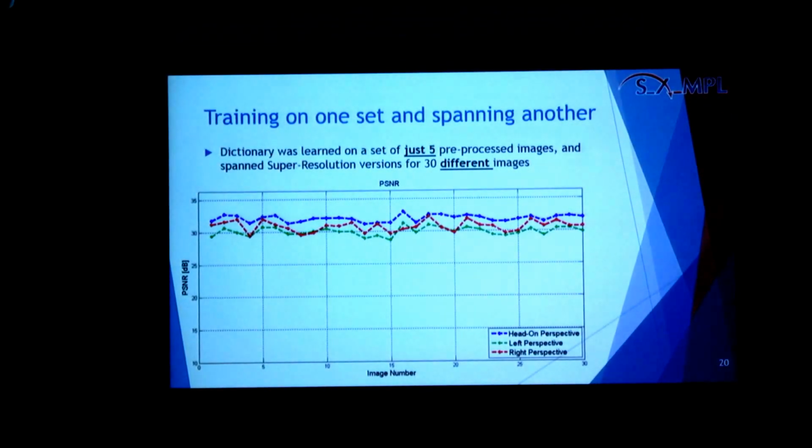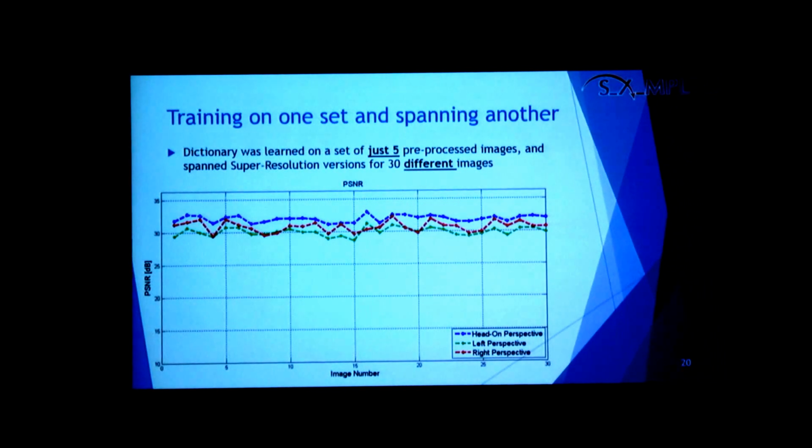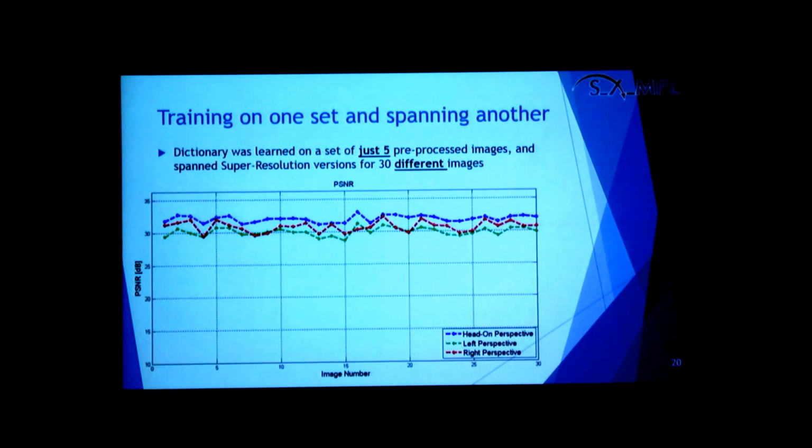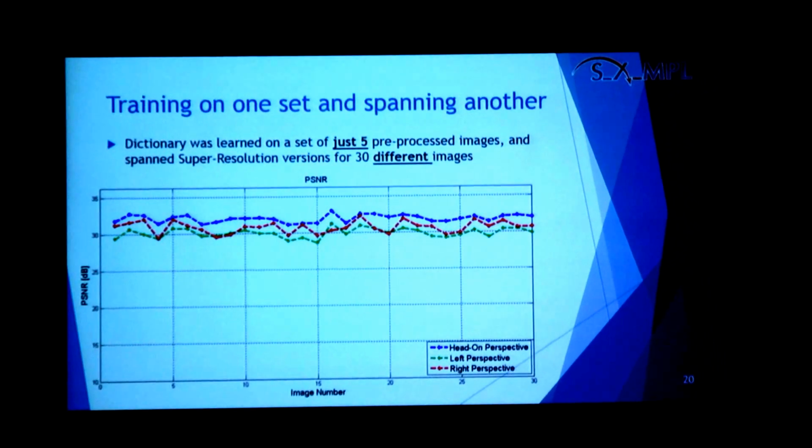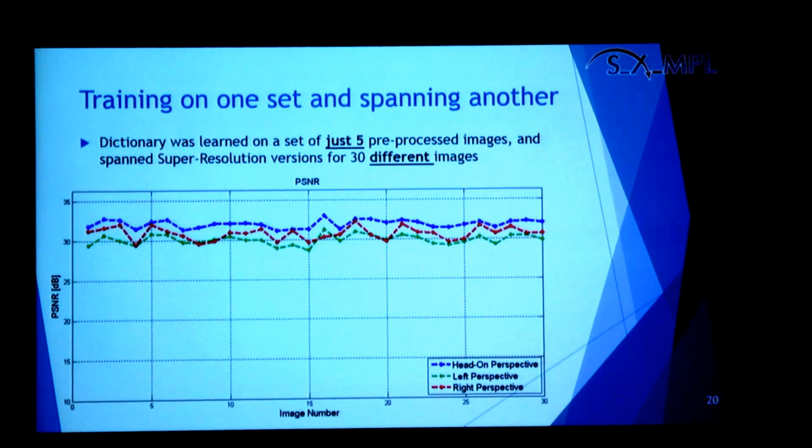If you don't believe me that it works for all of the images, we've done an experiment. We've learned a dictionary over 5 images and used the dictionary on 30 different images. You can see all of the PSNR results are quite consistent. We get around 30 dB PSNR, which is sufficient according to Applied Materials to take into account their automatic algorithms to detect the defect.